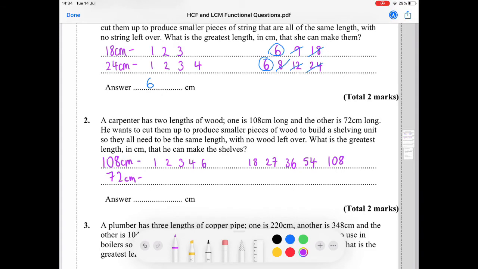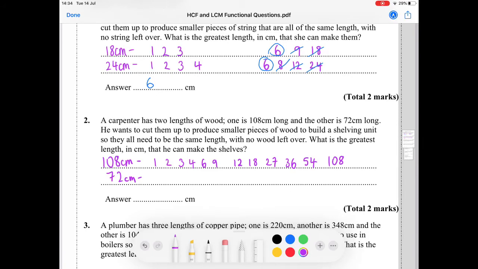8 is also not going to work, so a quick way to check that would be to put in your calculator 108 divided by 8, and if it's a decimal then we know it's not going to work. 9 times 12 is 108, so we've got 9 and 12. 10's not going to work because we haven't got a 0 on the end. 11 is also not going to work. If you do 108 divided by 11, or if you know your 11 times tables, you'll know that's not going to work. And then we're back up to 12, okay?